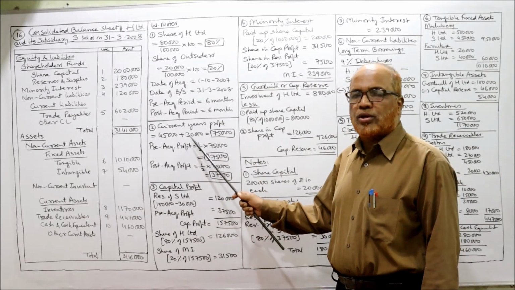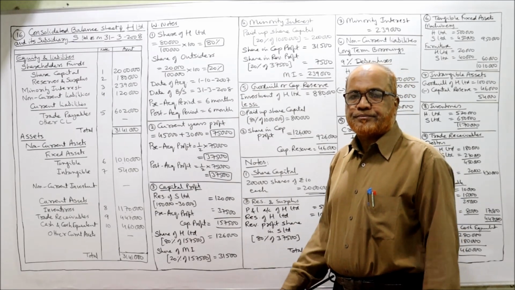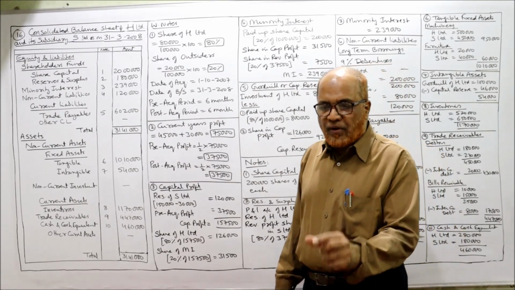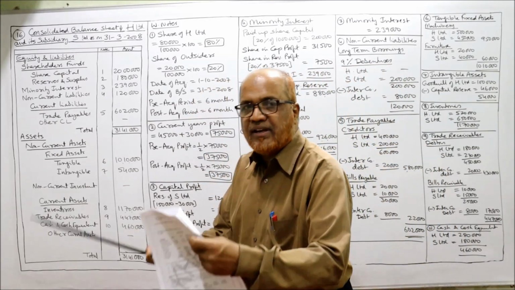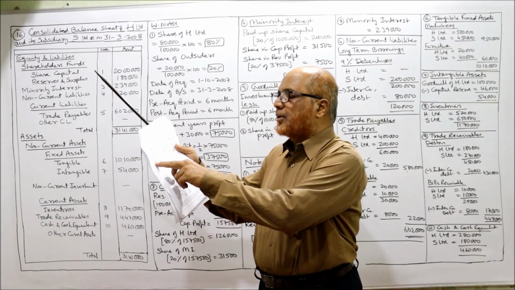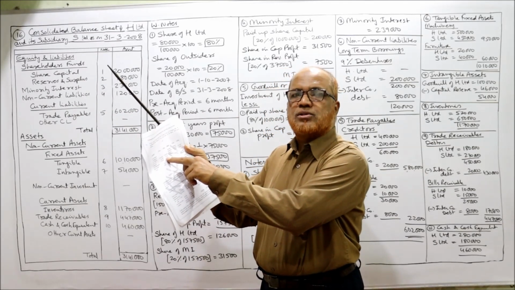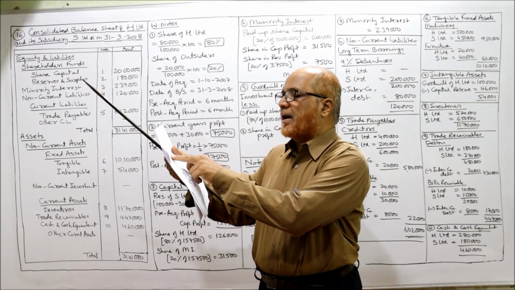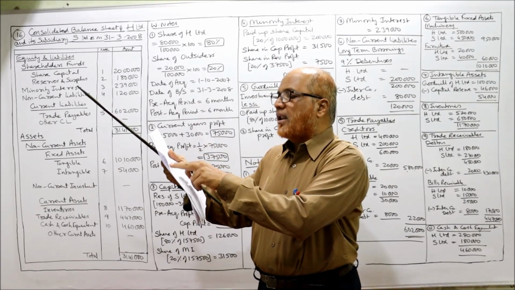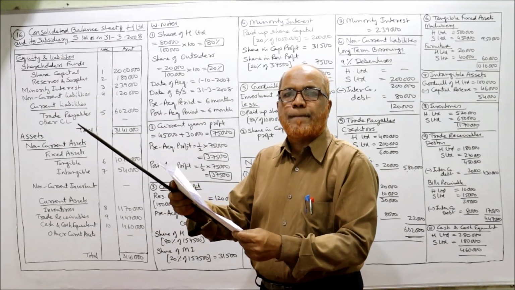Now second working note. Current year's profit. See the profit and loss account, how much balance is given in S Limited. In S Limited, profit and loss account balance is 45,000. Profit and loss account balance is 45,000 and reserves are 1,50,000.